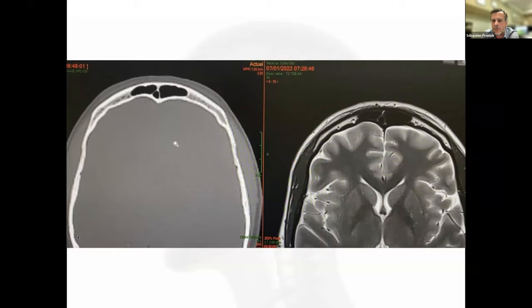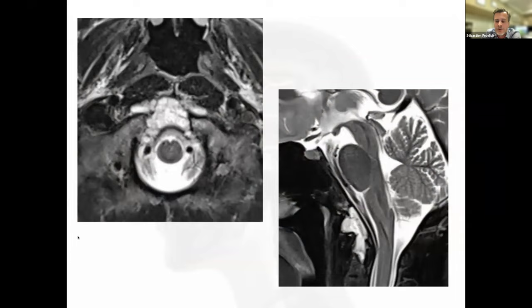So definitely, we are trying to reduce the footprint of our endoscopic endonasal approach at the level of the clivus, but also at the level of the craniocervical junction. This is a tumor, a chordoma, that is located lower than the previous one. This is a perfect indication for endoscopic endonasal.